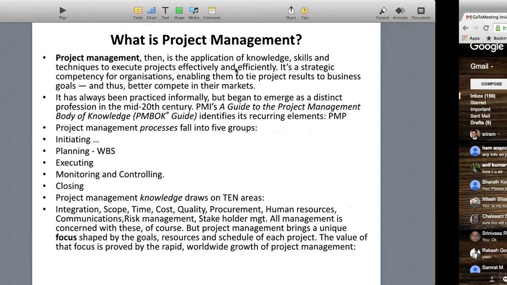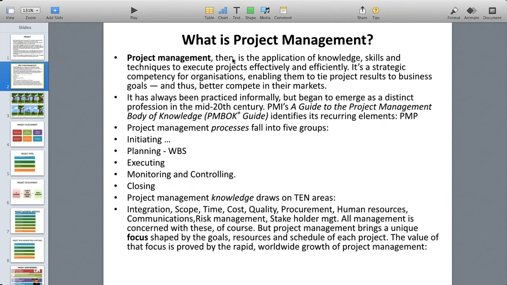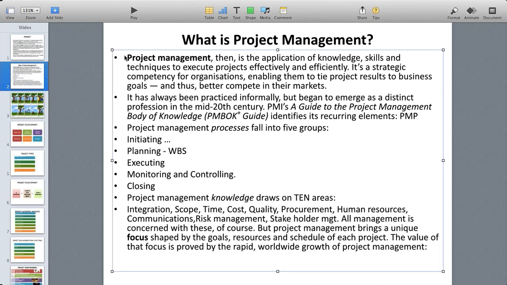Coming to project management then, it is the application of knowledge, skills, and techniques to execute projects effectively and efficiently. Whichever project you design, it must be designed in an effective and efficient way. It's a strategic competency for organizations, enabling them to tie project results to business goals and thus better compete in their markets. So whichever project you design, that should give tough competition in the market.